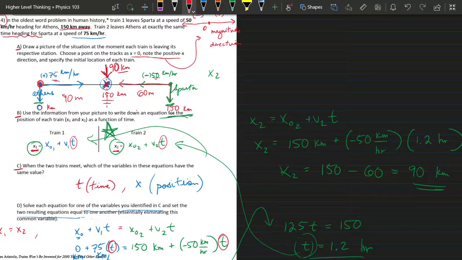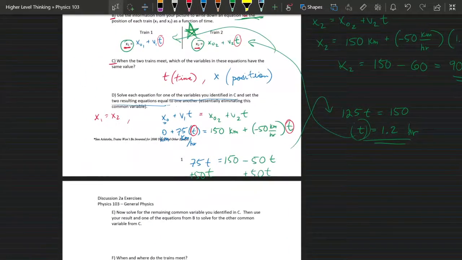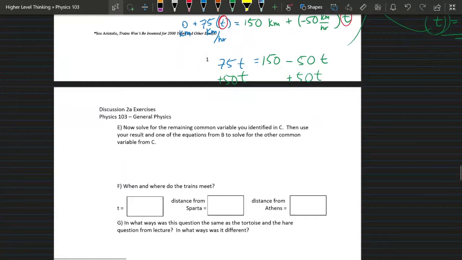So if there's a meet me halfway thing going on, the Athens train is going to move a greater distance before they end up meeting. It won't be exactly at halfway because the velocities are different. So we essentially did part E by solving for the remaining position, which we found to be 90 meters.